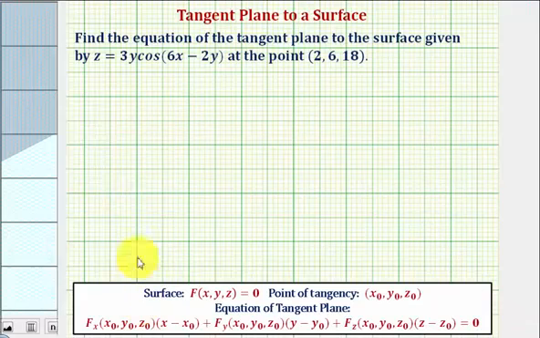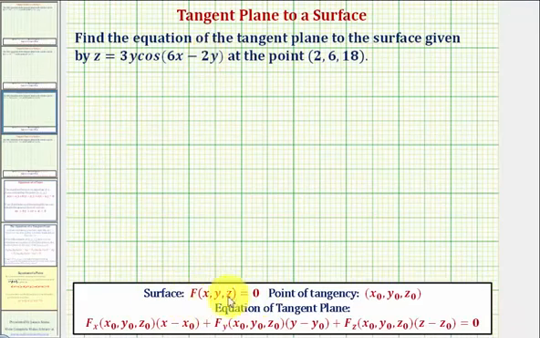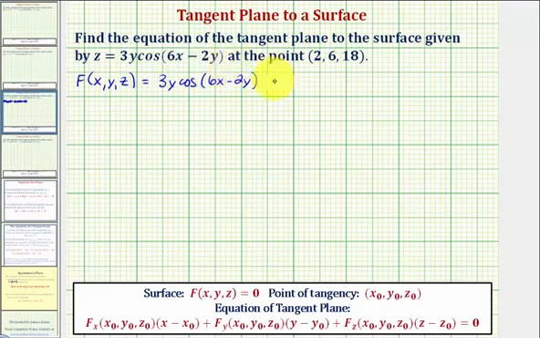So going back to our notes, we first want to write the equation of the surface in this form here, where we have a function of x, y, and z set equal to 0. We can do this by subtracting z on both sides of the equation. So big F of x, y, z would be equal to 3y times cosine of 6x minus 2y, and then minus z equals 0. Next, notice how the point of tangency is the point x sub 0, y sub 0, z sub 0. So for us, x sub 0 equals 2, y sub 0 equals 6, and z sub 0 equals 18.